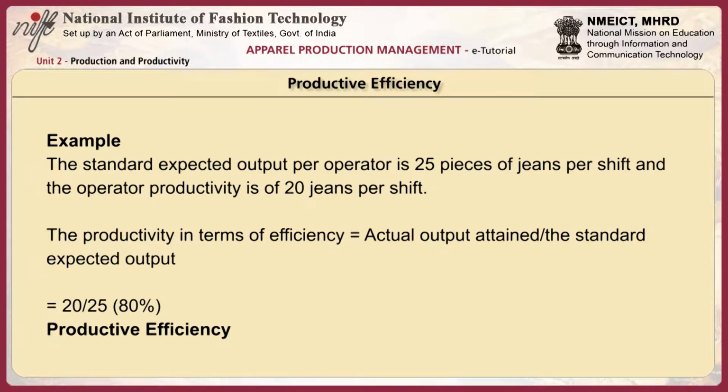For example, if the standard expected output per operator is 25 pieces of jeans per shift and the operator productivity is 20 jeans per shift, the productivity in terms of efficiency will be calculated by the following formula, that is, the actual output attained divided by the standard expected output. In this case, it would be 20 divided by 25, that is equal to 0.80 or 80%. This expression may also be called productive efficiency.